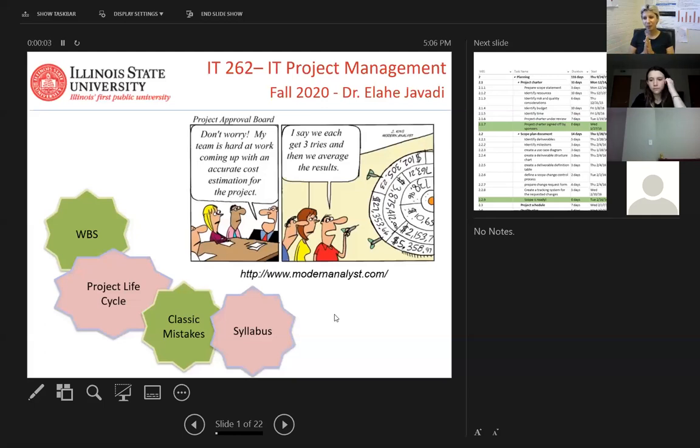The official start, everyone. I'm your professor, Dr. Elahe. I want to welcome you to IT 262 Section 2, Information Technology Project Management. Today, we're going to work on and discuss a few items. First is work breakdown structure. Then we talk about project lifecycle. Classic mistakes, I'm going to see if I can get to those today with your class section. I wasn't able to do so in the previous ones. And then at the end, I'm going to ask you to ask me questions about the course, the plan for the first week, and the syllabus.